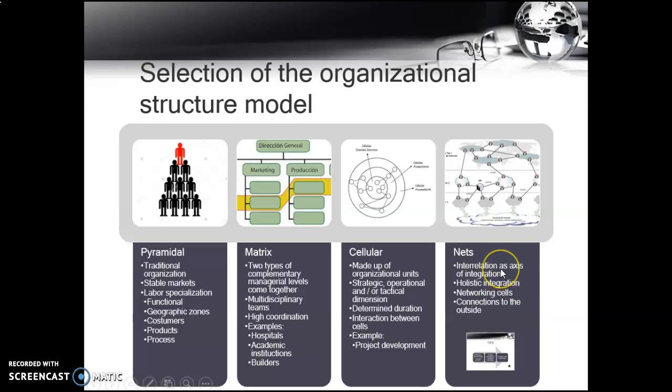And finally, networks. The interrelation of organizational processes as an axis of total integration of the organization. It seeks a holistic integration between shared and integrated processes. It establishes multi-purpose work cells that form a network, which can have connections with suppliers, customers, and even competitors.